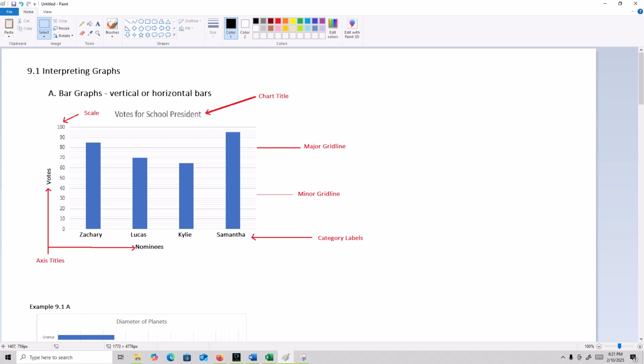Hi, today we're going to talk about 9.1 section interpreting graphs.